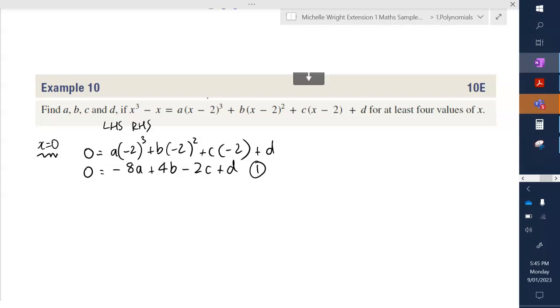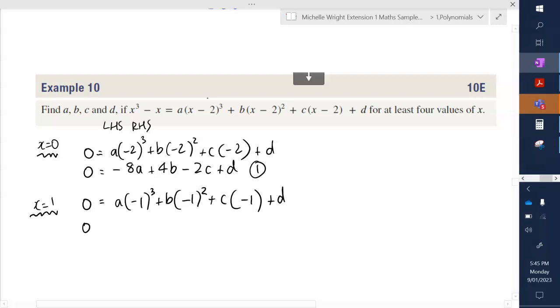We're going to need to find some more. So that's what happens when x is 0. Let's just try x is 1 and see if that helps us in any way. When x is 1, the left-hand side is 1 minus 1, which is 0. My right-hand side is going to be a times, we've got 1 minus 2, which is minus 1 cubed, plus b, lots of minus 1 squared, plus c, lots of minus 1 plus d.